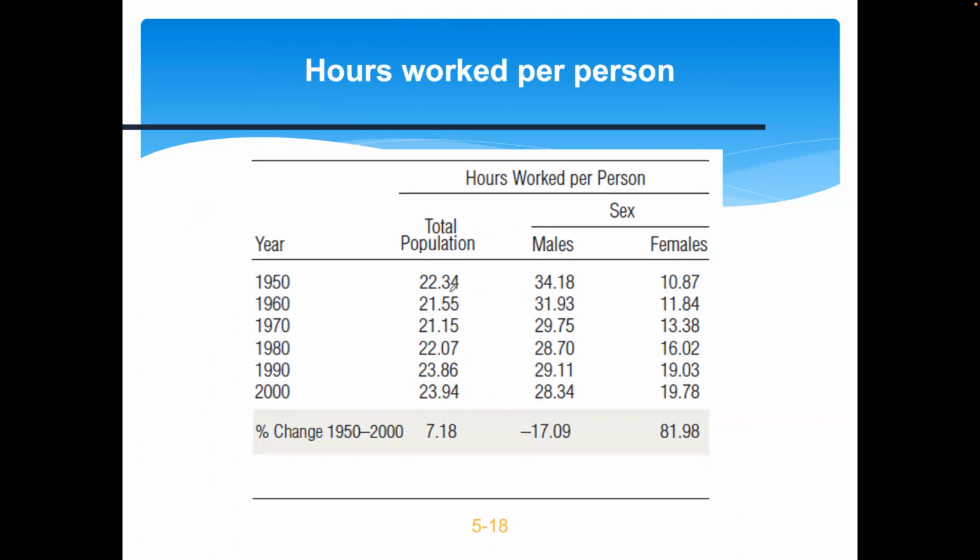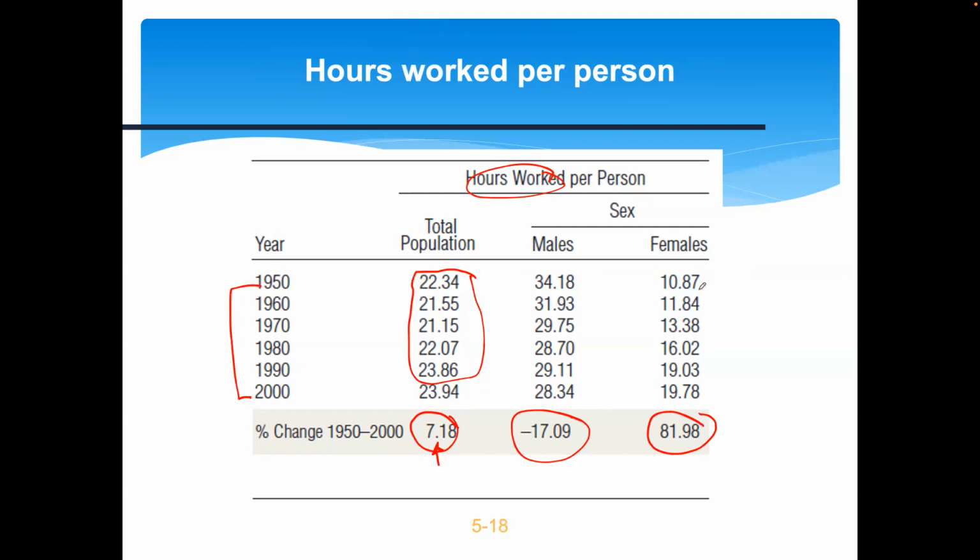So we have seen, this is from 1950 to 2000. So this is like 50 years, right? So what do we see? If you look at total population, hours worked, if you just look at overall, this number changes very little. But if you look at the male, this number decreases, but still not too much different from the overall. However, if you look at female, this number almost doubled.